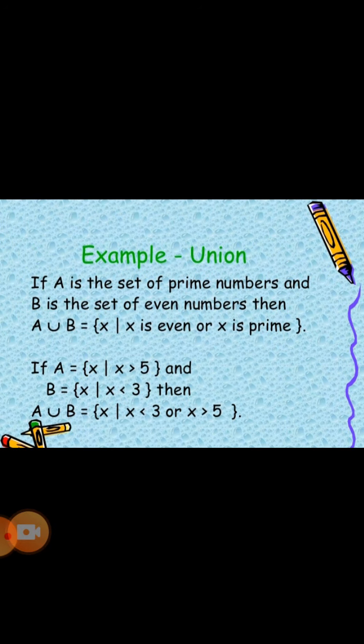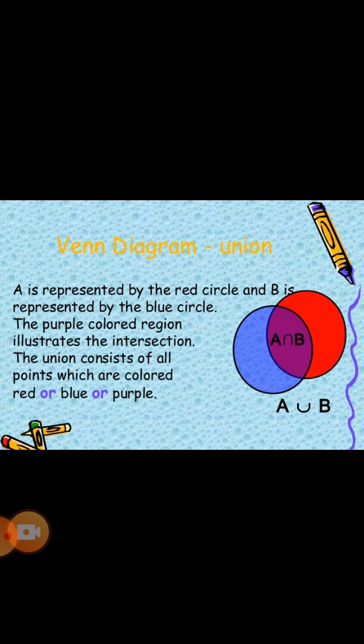Next we have an example of union. To understand this definition of union, let us see an example. Suppose we have two sets A and B, and we write this set for better representation and better understanding of this definition. A is equal to {x such that x greater than 5} and B is {x such that x less than 3}. Then A union B is {x such that x less than 3 or x greater than 5}.